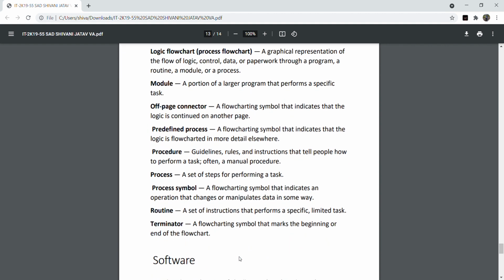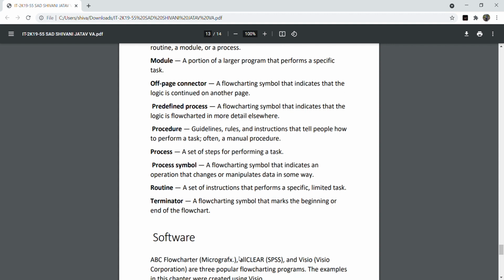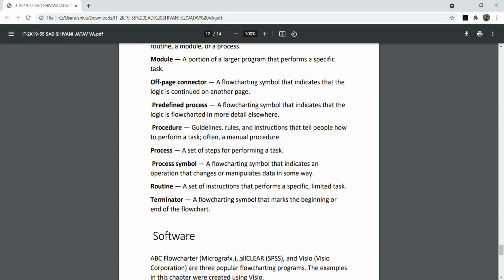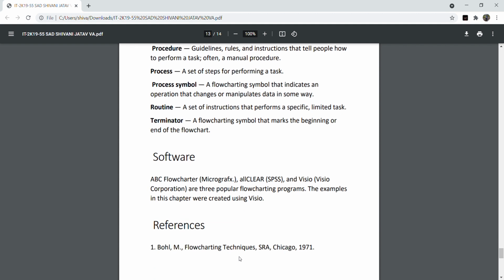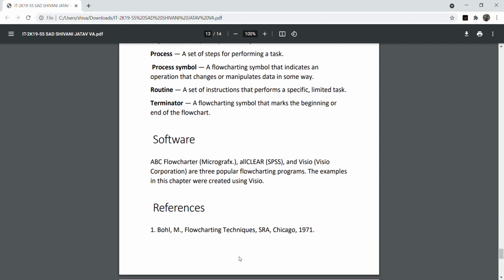Procedure: guidelines, rules, and instructions that tell people how to perform a task, often a manual procedure. Process: a set of steps for performing a task. Process symbol: a flowcharting symbol that indicates an operation that changes or manipulates data in some way. Routine: a set of instructions that performs a specific limited task. Terminator: a flowcharting symbol that marks the beginning or end of the flowchart.